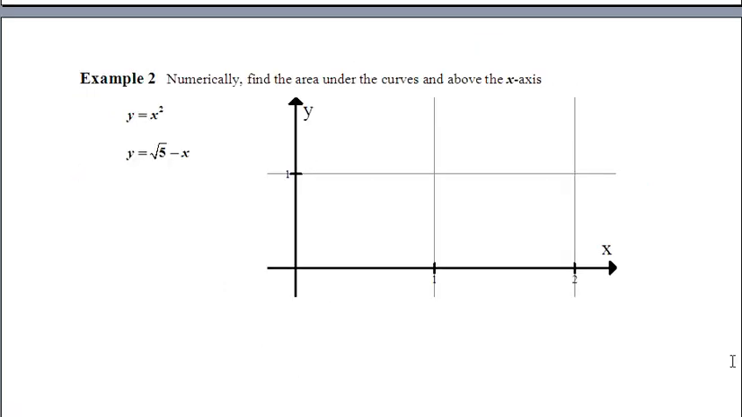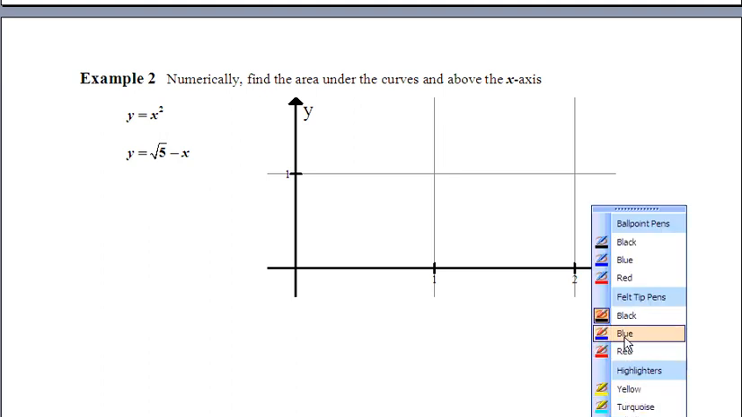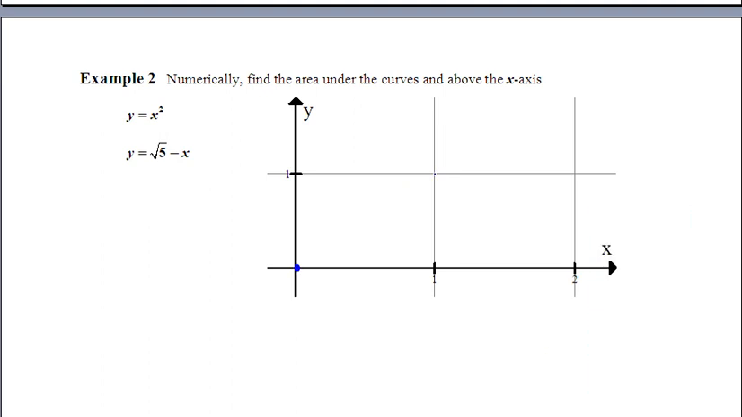Okay, let's try another one out. This one I'm noticing it says, oh, we're going to do this numerically. So yeah, we're going to need our graphing calculator for that, probably because of that weird function, √5 minus x. Okay, well, drawing this out, the first one looks just like before, just a little parabola here, no big deal.